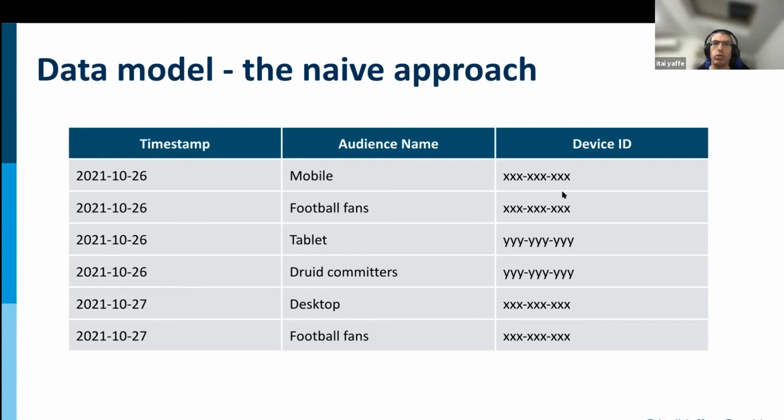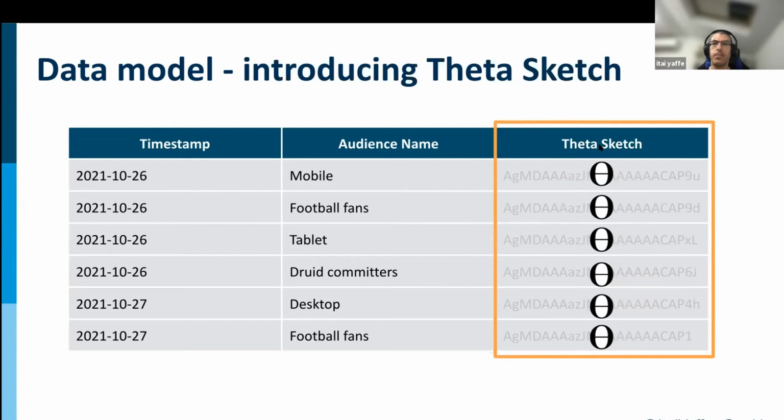Now, a better approach would be to replace this device ID column with a data sketch metric based on the data sketch module that Yakir mentioned. And then if we want to know how many tablet devices were used in a given date, we only need to take this specific metric and extrapolate the approximated number of unique devices used.